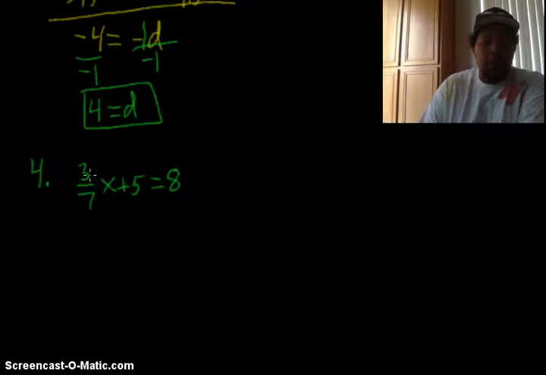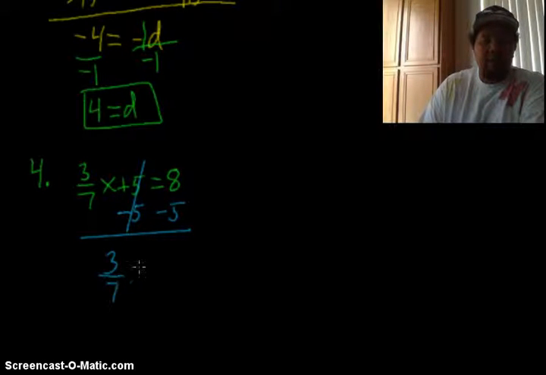Alright, so now we have multiplication by a fraction and adding this 5. We're going to first start off by canceling the adding of 5. So we're going to do the opposite, which is subtract 5. So that will give us 3/7 x equals 3.